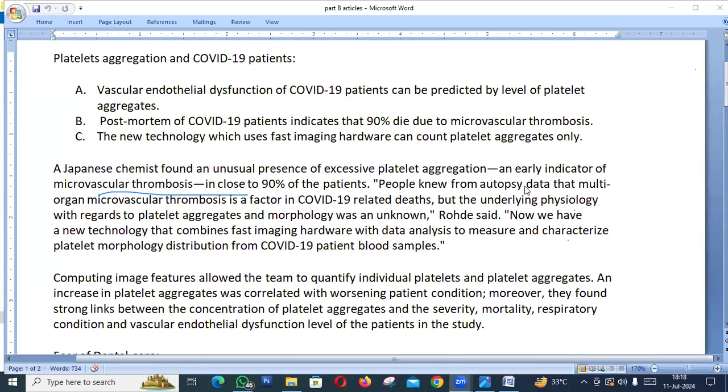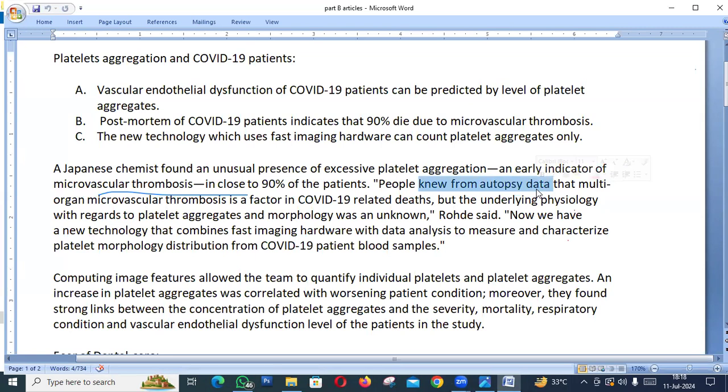Yes, the postmortem is not written anywhere, sir, actually. Yes, Miss Nazia. Postmortem autopsy is written in the second line. Autopsy is the same as postmortem. So from the autopsy data, postmortem is given. So can I continue? Yes, please.